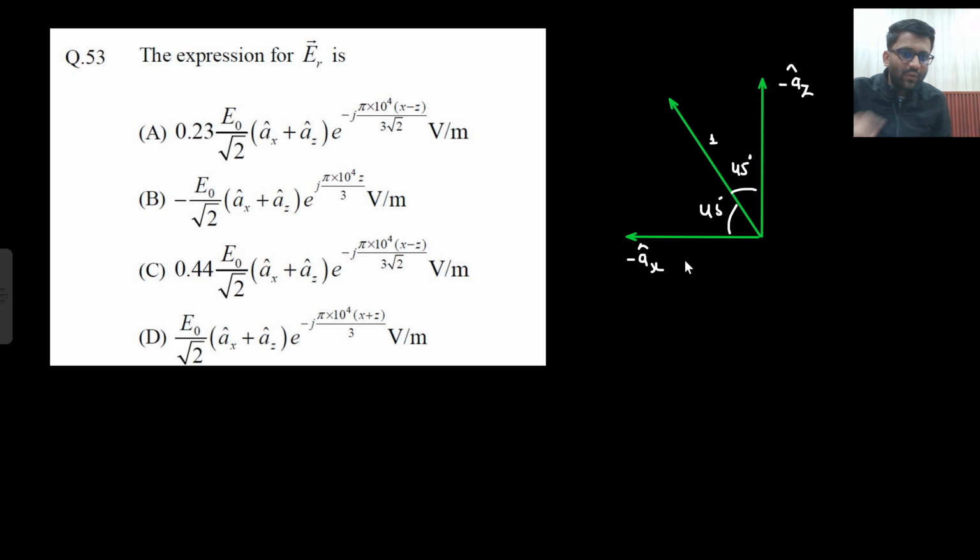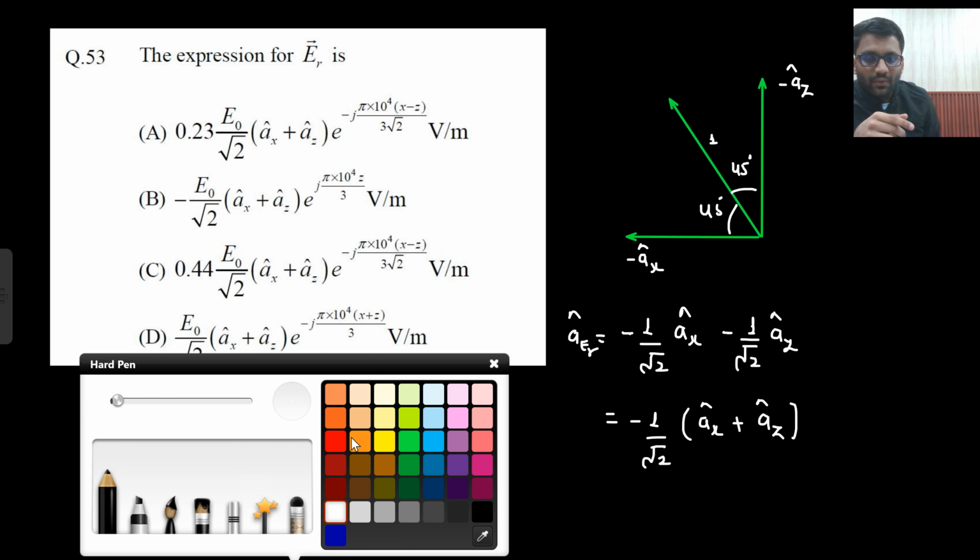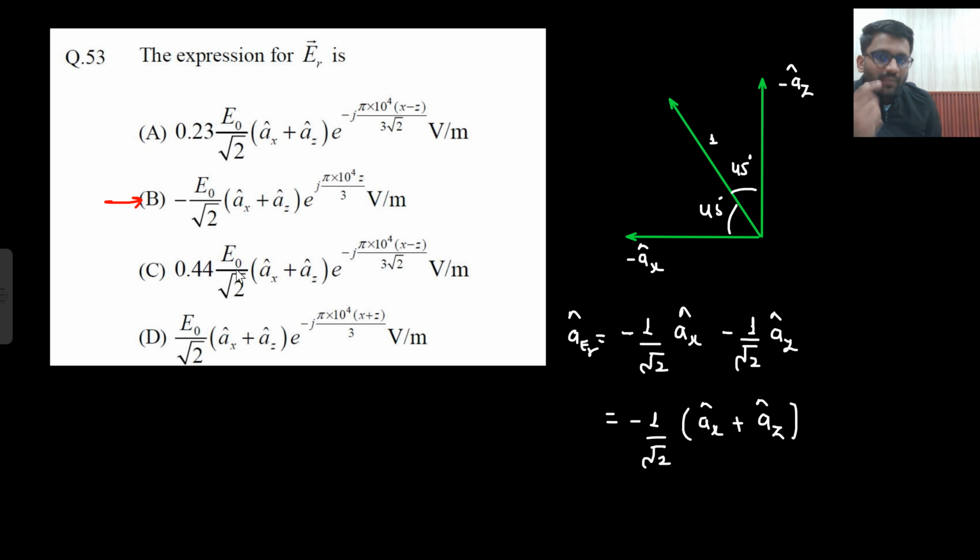Here I will assume the magnitude to be 1. Then I will take the component of 1 with respect to 45 degrees in minus AX cap. So that would be 1 by root 2 minus AX cap, and then 1 by root 2 minus AZ cap. So this will be the direction. So the actual direction of the reflected electric field would be minus 1 by root 2 outside, plus AX cap plus AZ cap. This will be the direction, and that direction is given only in this option. But here the magnitude is wrong.